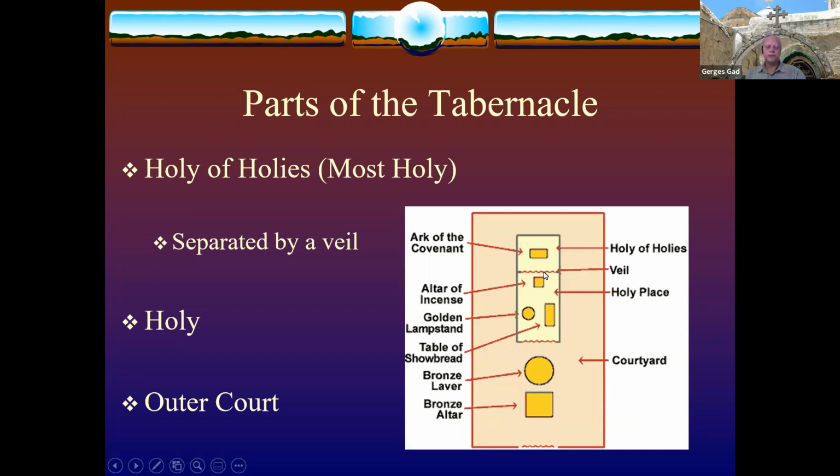This veil, do you remember when the Lord Jesus Christ was crucified and when he died on the cross, what happened? The veil of the temple was torn, right? The temple of Solomon was built exactly like the tabernacle. So this veil here that separates the holy from the Holy of Holies, this is the veil that was broken when the Lord Jesus Christ died on the cross, okay?